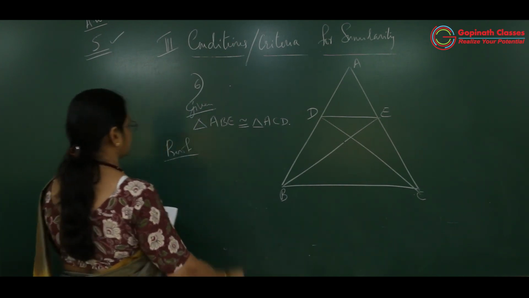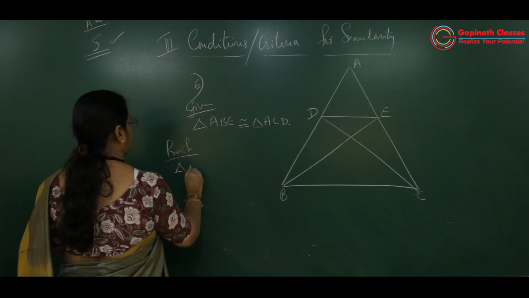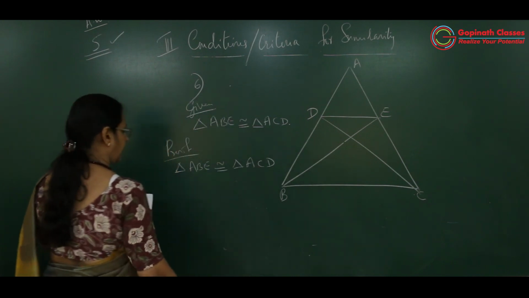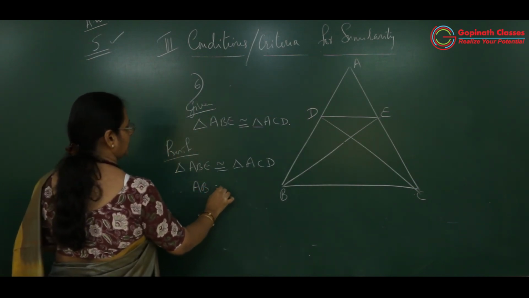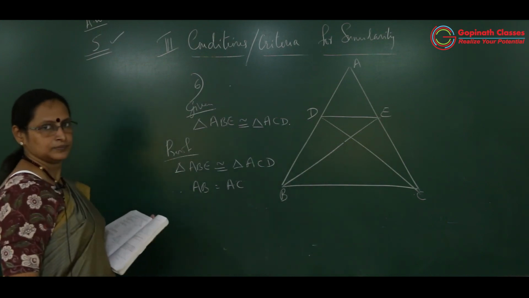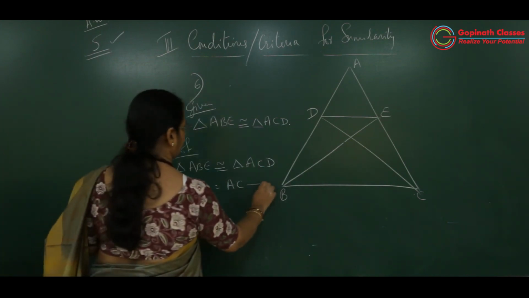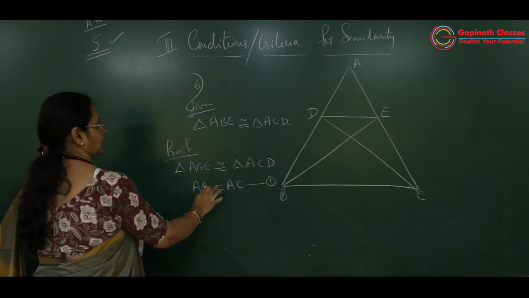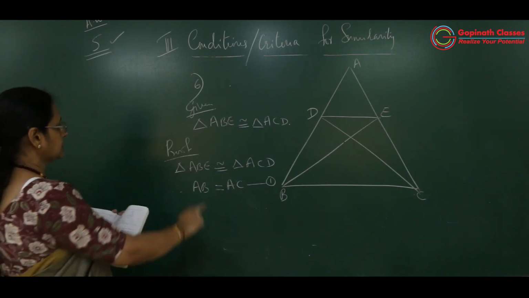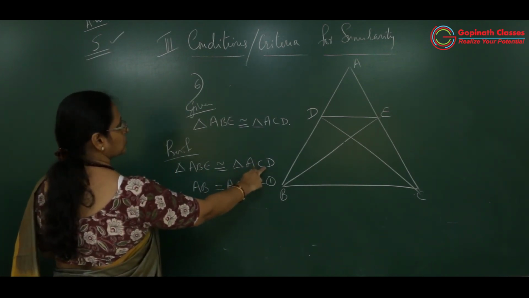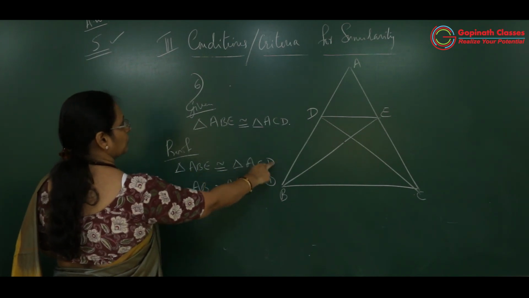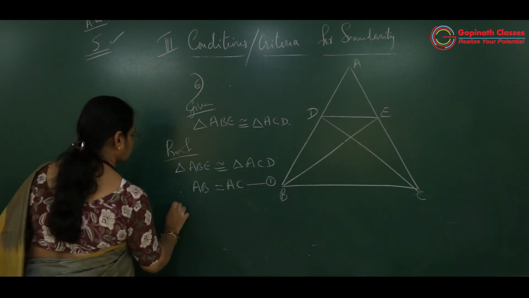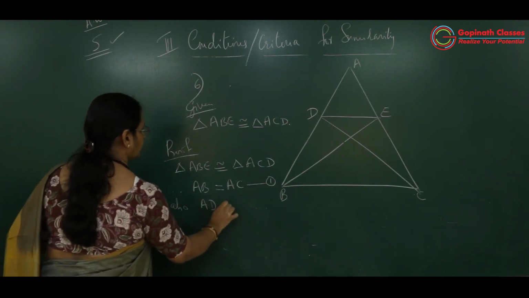Triangle ABE is congruent to triangle ACD. Given. Therefore, AB will be equal to AC. I am putting it as statement number 1. AB and AC are equal in length or they are congruent. Then another side, दूसरा आता है AD is congruent to AE. AD and AE are congruent. So I'll write also AD is equal to AE.